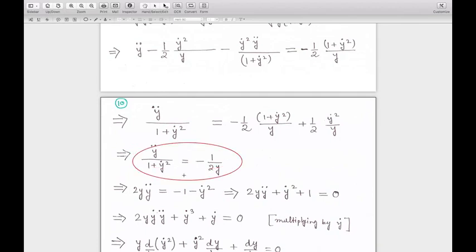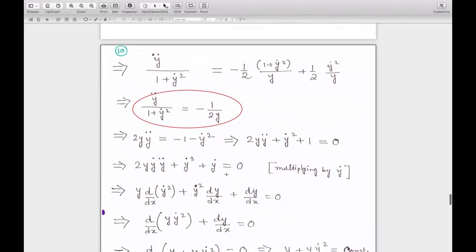Y double dot by 1 plus y dot square is equal to minus 1 by 2y. Please check this at home. Every calculation that I am presenting to you, you are really suggested to do at home on your own. And if you just proceed in this way, you can finally see that this is nothing but 2y double dot plus y dot square plus 1 is equal to 0. And voila, that is very elegant.